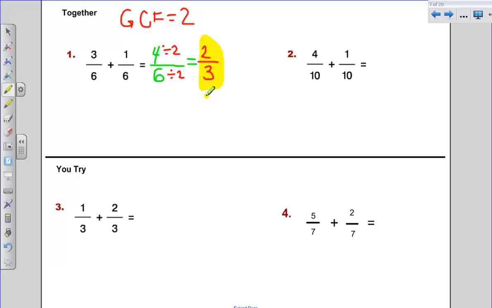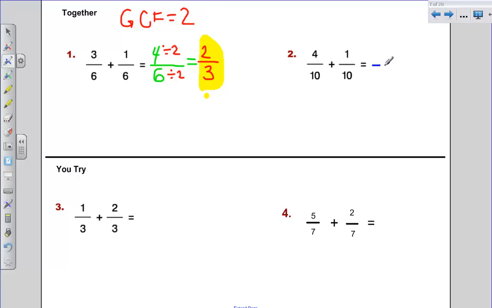Now, again, review. How do I know that this is simplest form? Well, I know this is simplest form because I don't have any common factors between 2 and 3. The only common factor is 1. So once I don't have any common factors besides 1, I know that I'm in simplest form.